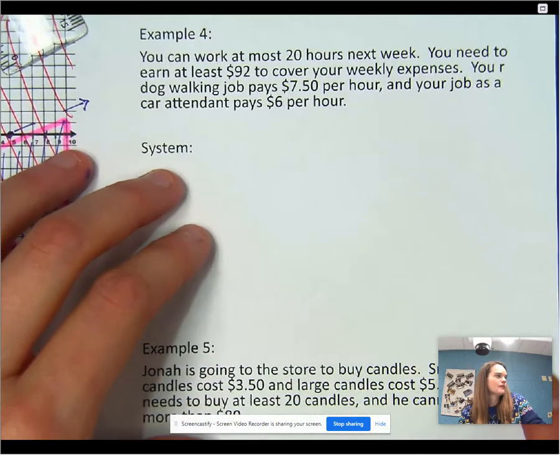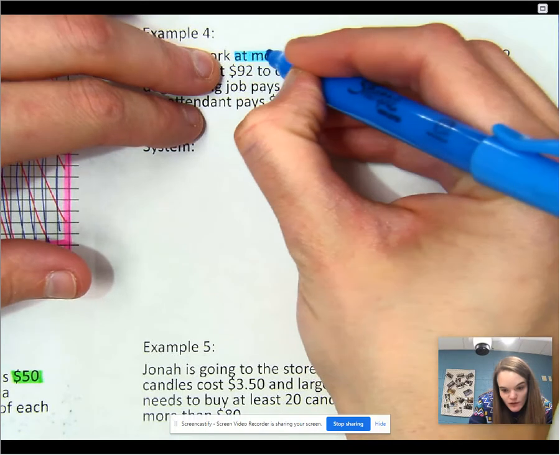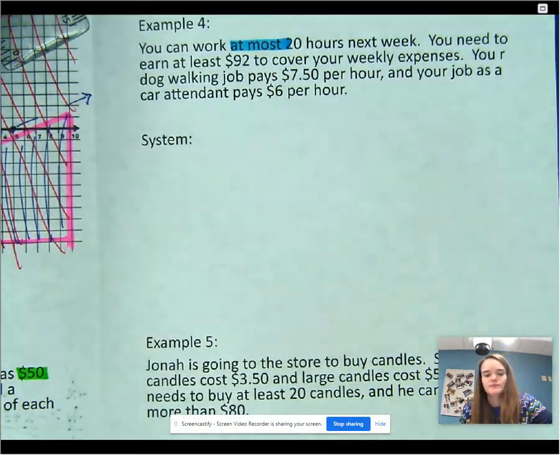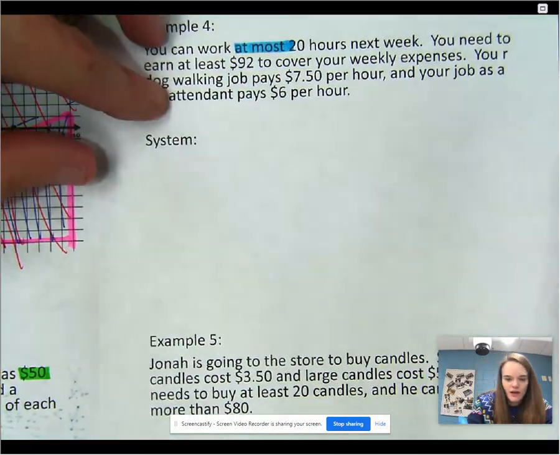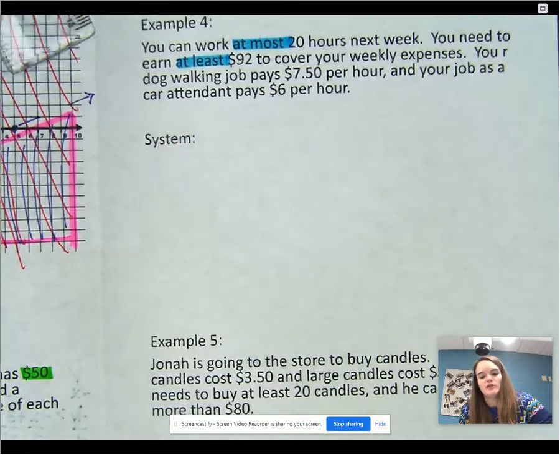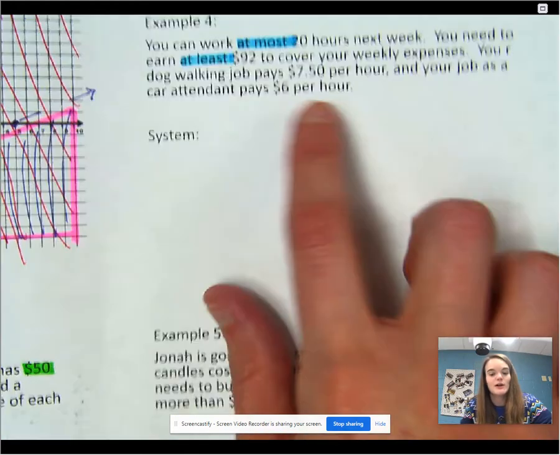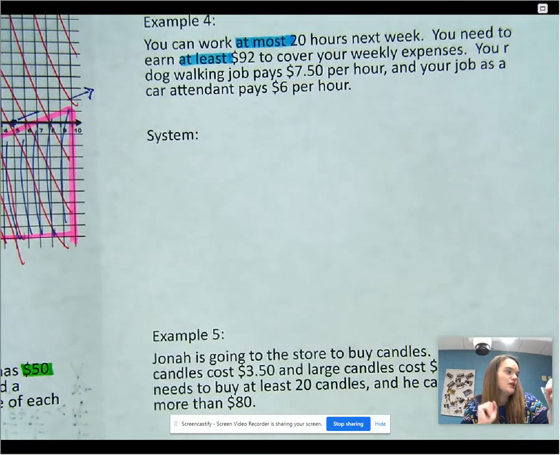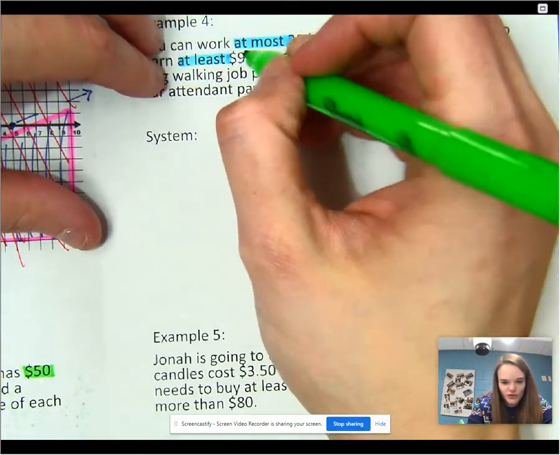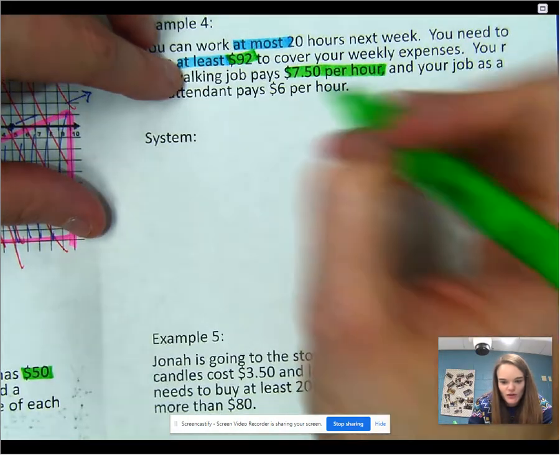Number 4. You can work at most 20 hours next week. You need to earn at least $92 to cover your weekly expenses. Your dog walking job pays $7.50 per hour, and your job as a car attendant pays $6 per hour. By the way, that's not even minimum wage, so you shouldn't keep that job. Okay, money equation first. $92, $7.50 per hour, $6 per hour.